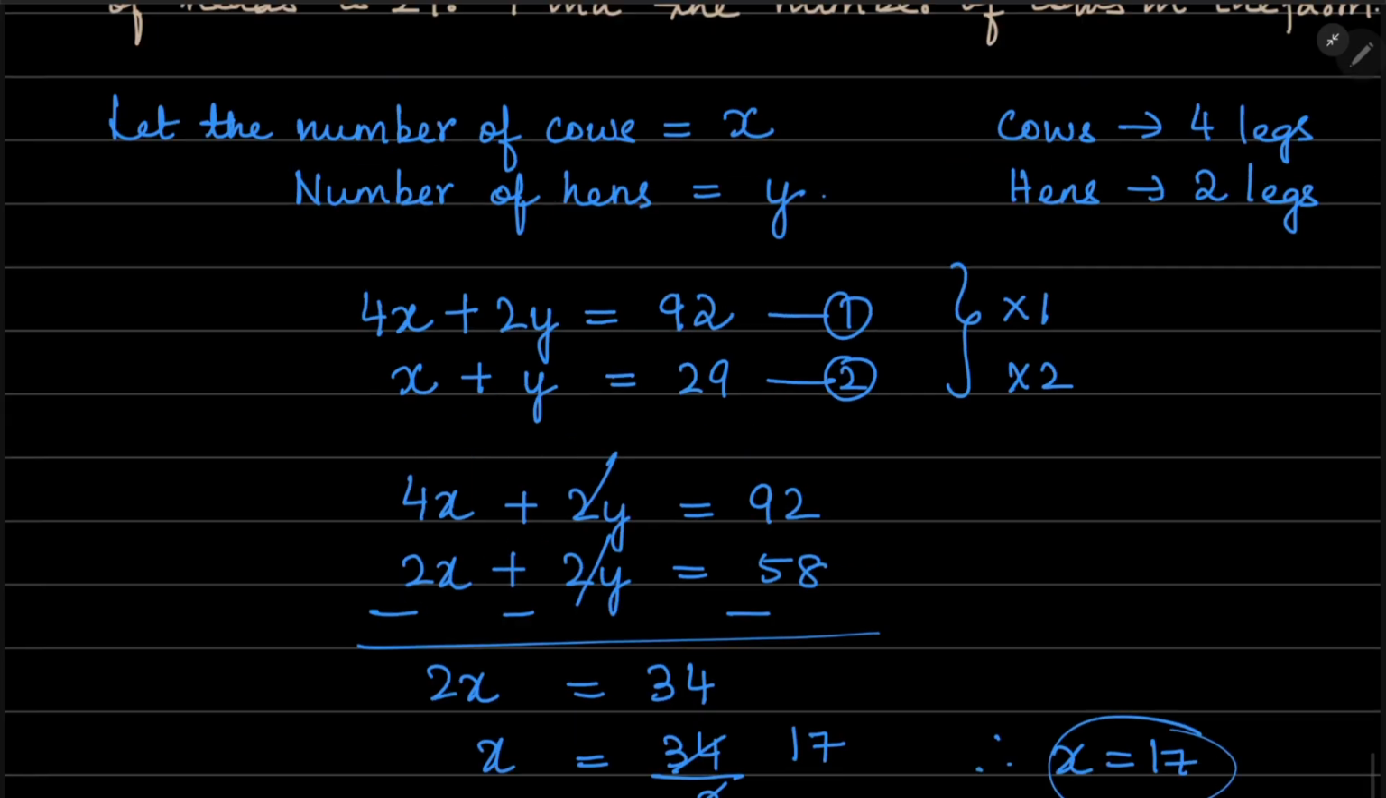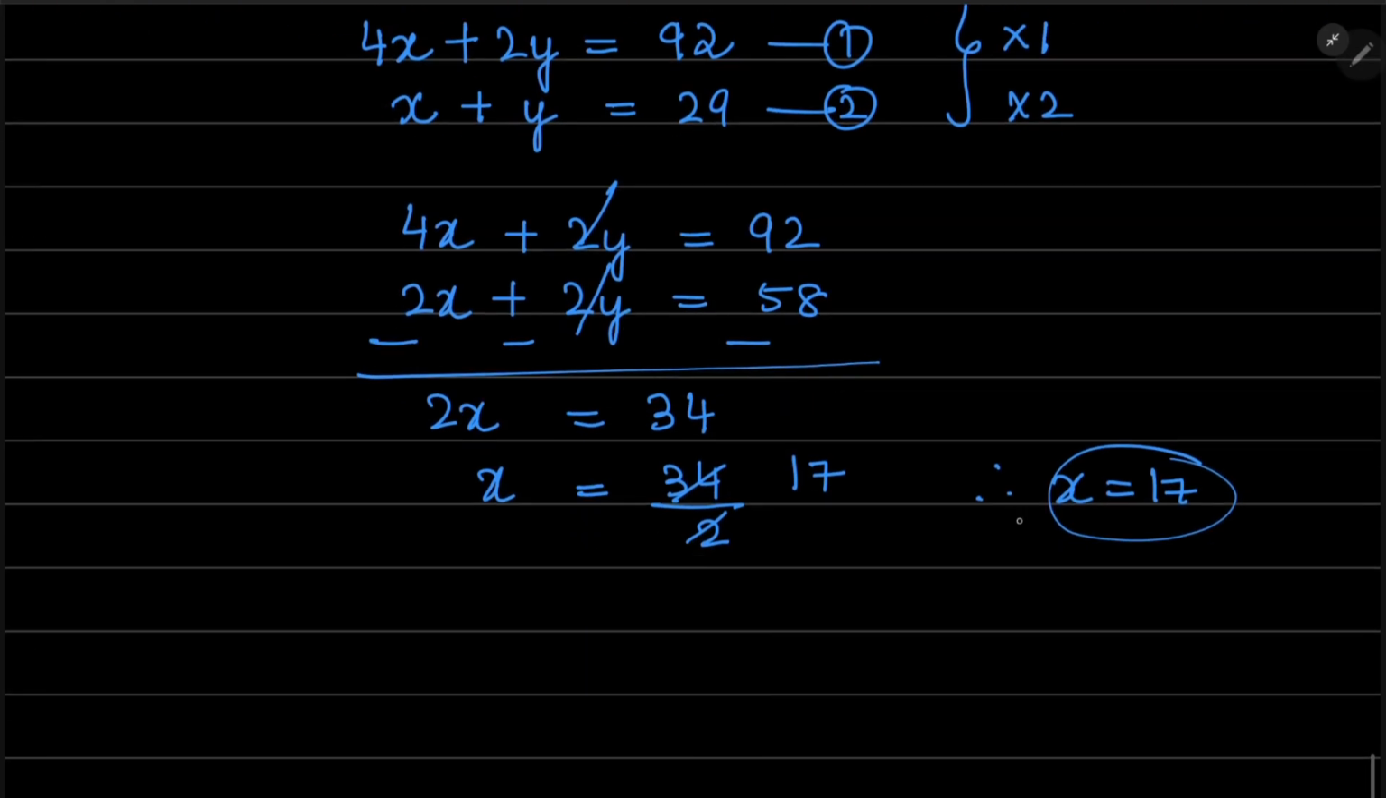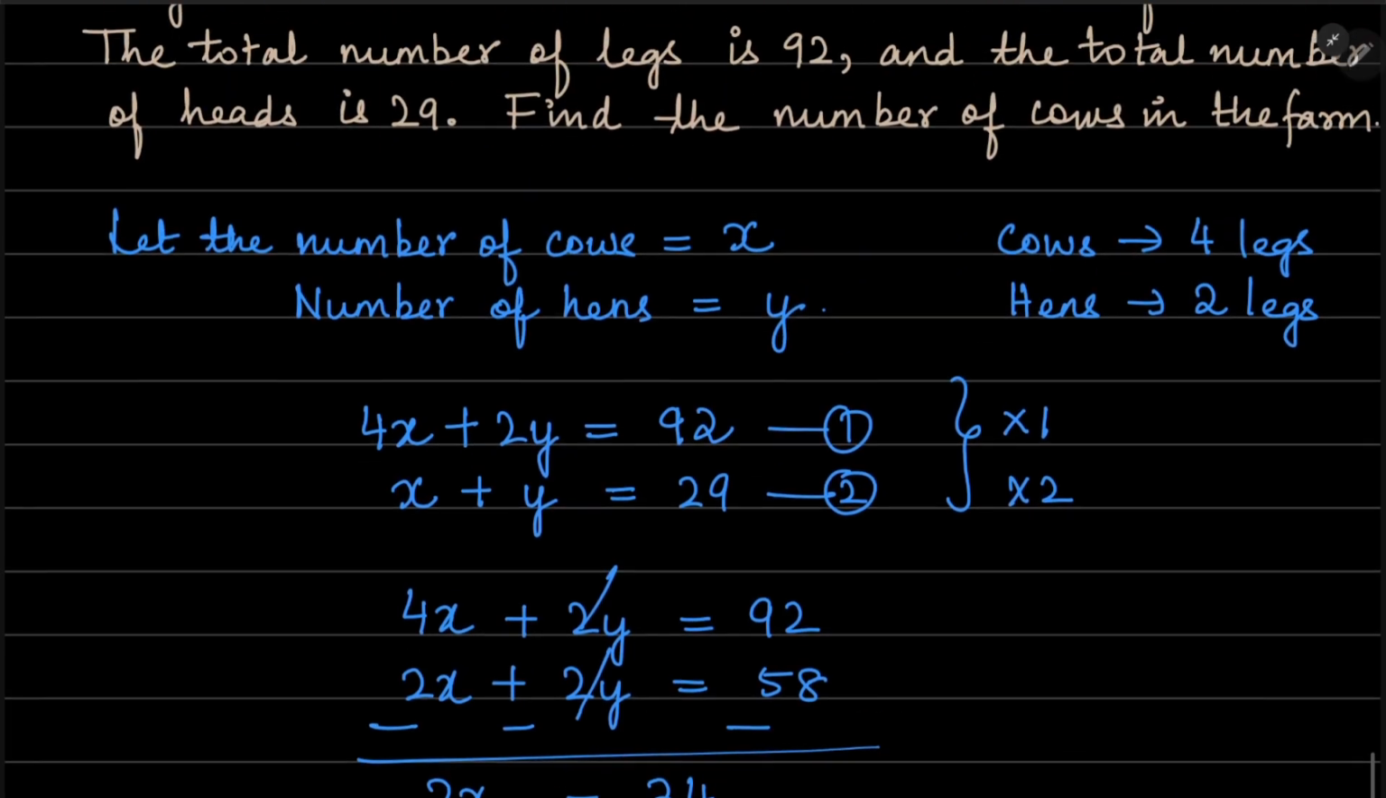I think that's all you're asked. What is x here? The number of cows. So the number of cows will be equal to 17. That's your answer. We are not asked about the number of hens in the question.